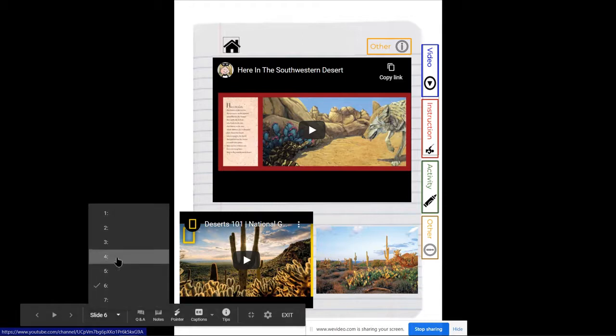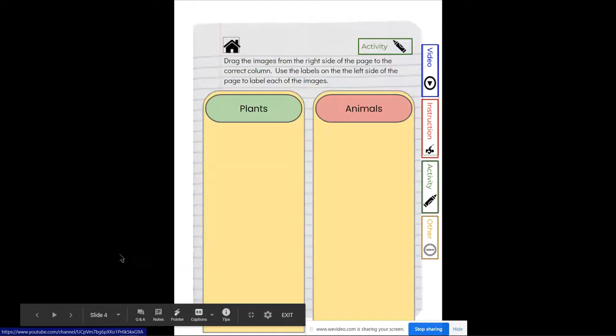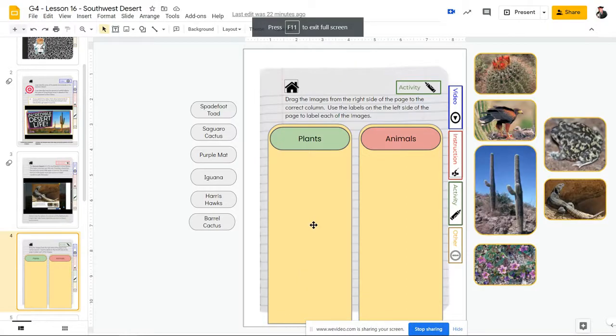So I'm going to jump back to slide 4. I'm going to exit my present mode so that I can see my images. So what you'll do here is you're going to drag in these images, and these are all things that you would find in the desert, in the Southwest Desert.